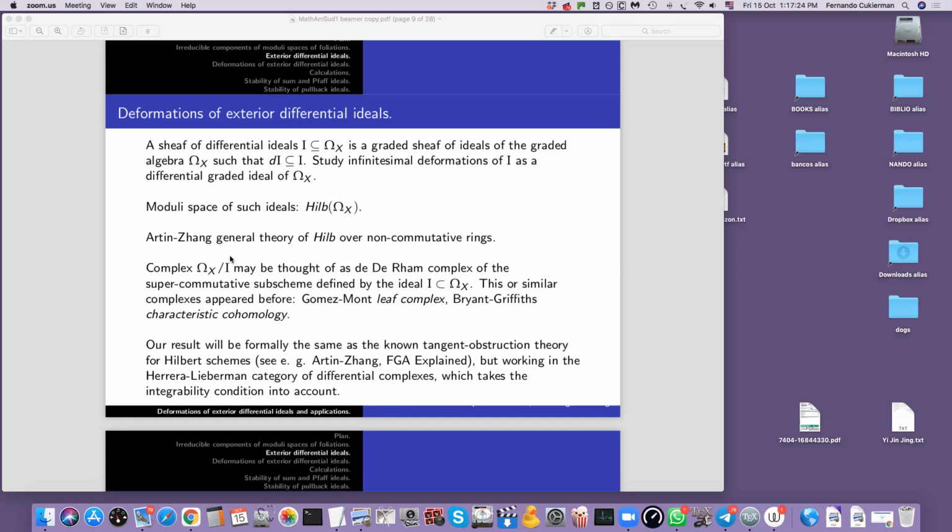actually, there is a very important paper by Artin and Zhang where they developed a general theory of a Hilbert scheme over non-commutative rings. So using the result of this general paper, we know that this Hilbert scheme exists.